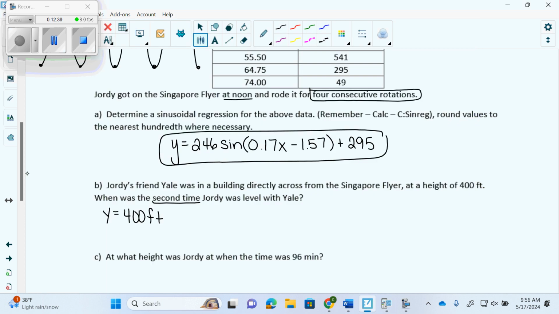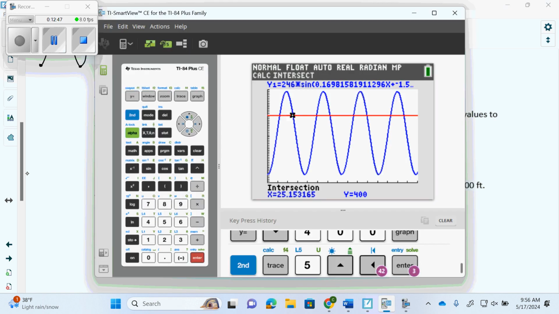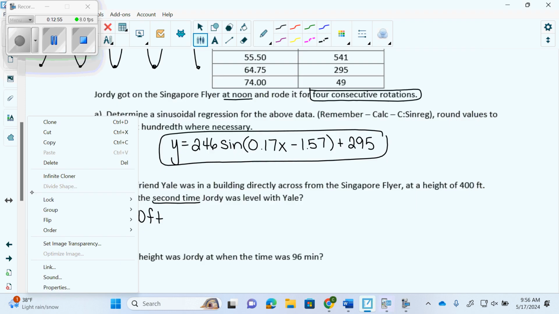And it says the second time, it doesn't give us a rounding rule, it will on the diploma. So I'm going to say to the nearest tenth, what would it be? 25.2 what? Minutes, because it's time.